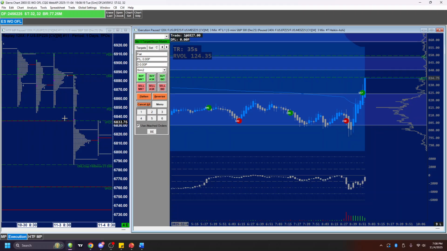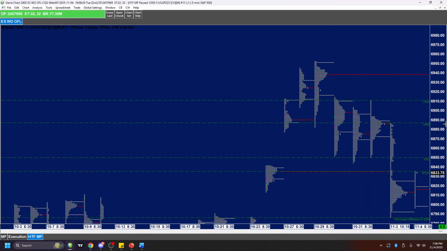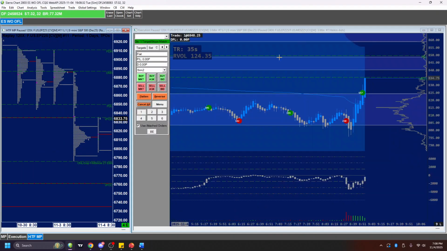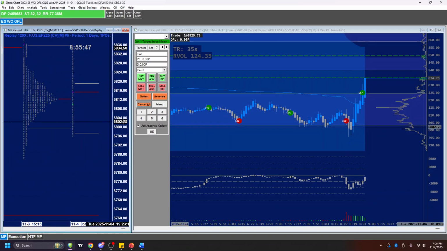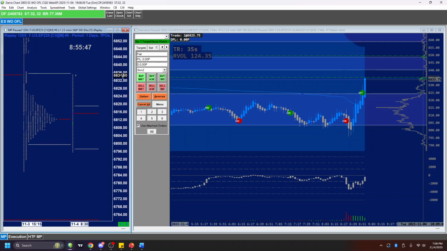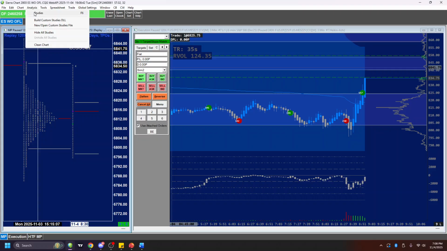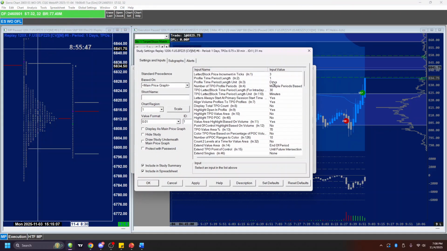Another thing is this volume weighted, or virgin, point of control right here. We took that out pretty quick. Where's the time? Yeah, whatever, 8:54. Okay, so I'm going to go over to my more granular chart here.